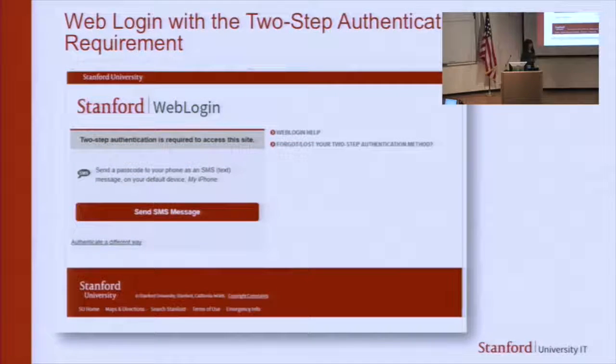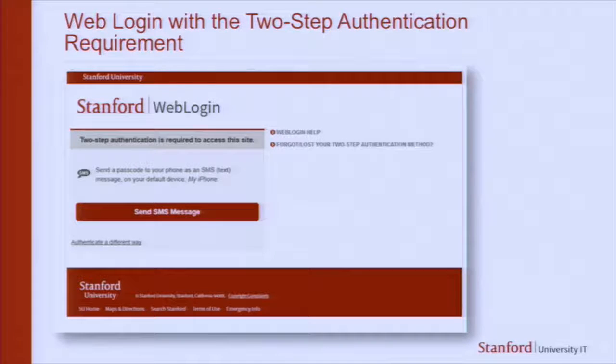This is what the screen looks like after you enter your SUNNet ID, and it's asking you to now enter your two-step authentication. If you have SMS text message, you might see this big red button. If you have Duo Push, you might see a red button that says get your push notification. As well, if you use a token or just use a code method, then you would see a field there that allows you to enter that code.